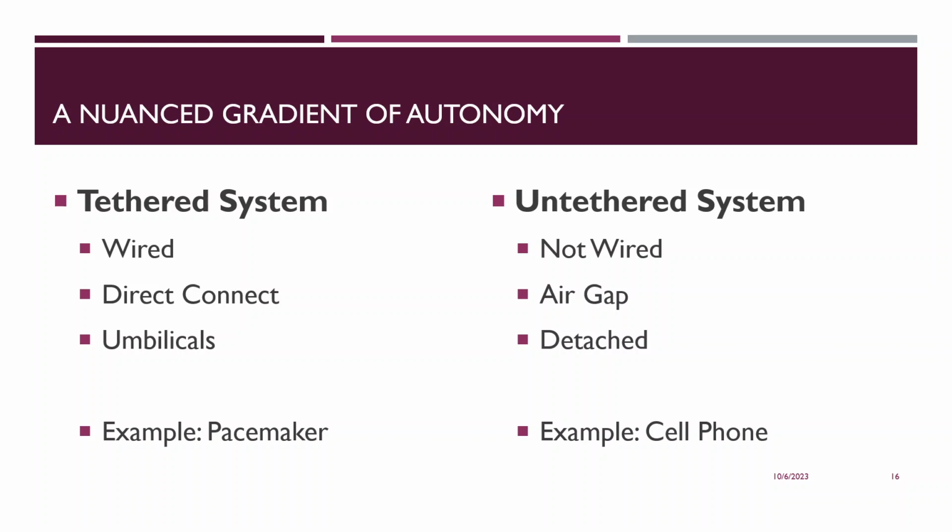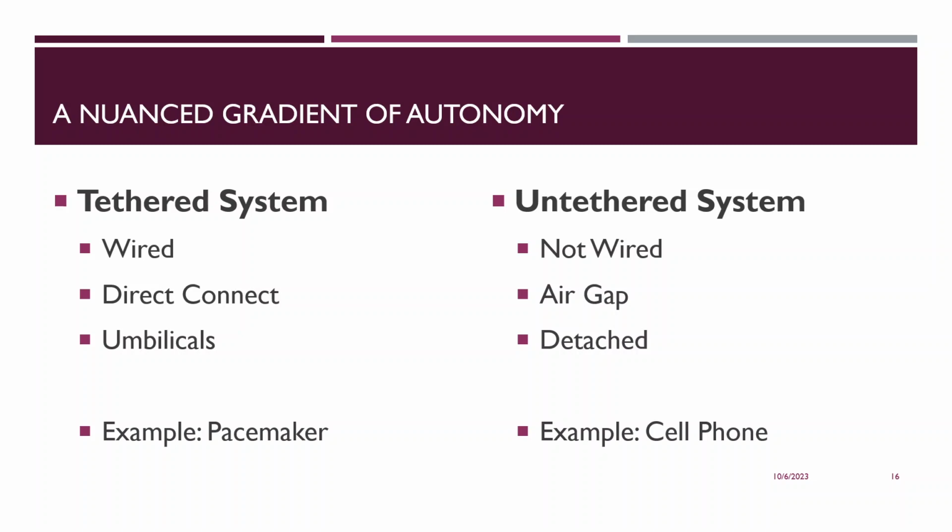And so I want to close out on two points here. The first one is this nuanced gradient of autonomy, this idea of us being tethered versus untethered. I have tethered autonomous systems, but I also have untethered systems. Right now, as we go through this process of identification, our phone is untethered to us. We have an air gap; it's not wired; it's detached, and that's our cell phone.